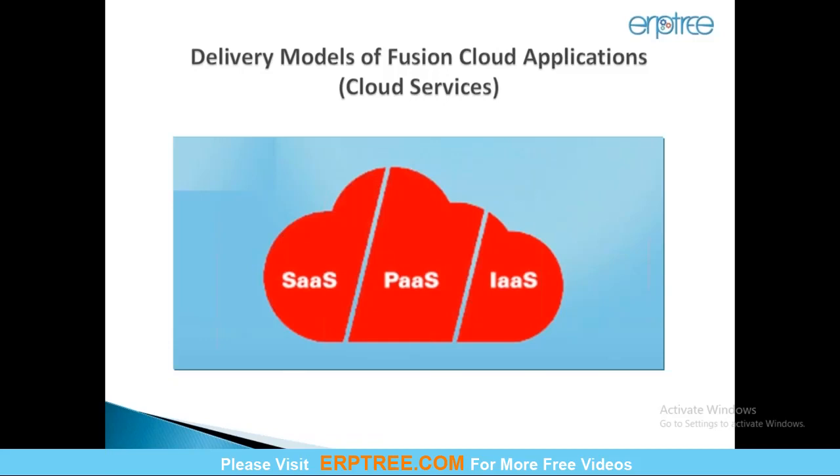So if you need to customize the application, you will have to go for PaaS. Here you are allowed to work with integrations and Java Cloud Services, where you can use any programming language to build new applications and also work in sync with your Fusion Cloud applications. That is what PaaS is all about. The other one is infrastructure as a service. What is infrastructure as a service? We've seen SaaS, PaaS.